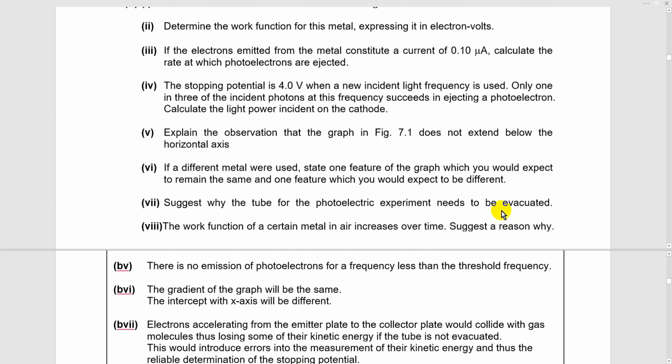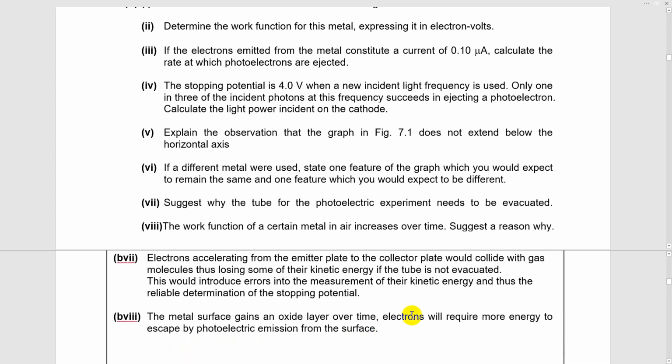What happens is that inside the tube there are the emitter plate and the collector plate. Electrons are emitted from the emitter plate, and the electrons will then move to the collector plate. But if along the way inside the tube there are some gas or air molecules, then the electrons that move through them will collide with the gas molecules. Then these electrons will get stopped along the way, if the tube is not evacuated.